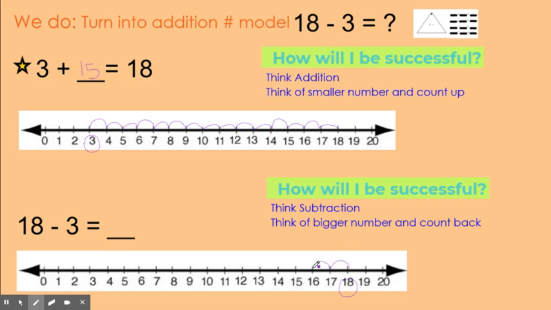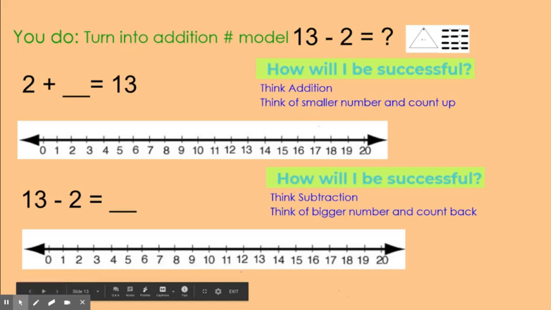1, 2, 3, 4, 5, 6, 7, 8, 9, 10, 11, 12, 13, 14, 15. We need to stop because we're on the 3. We also got 15.